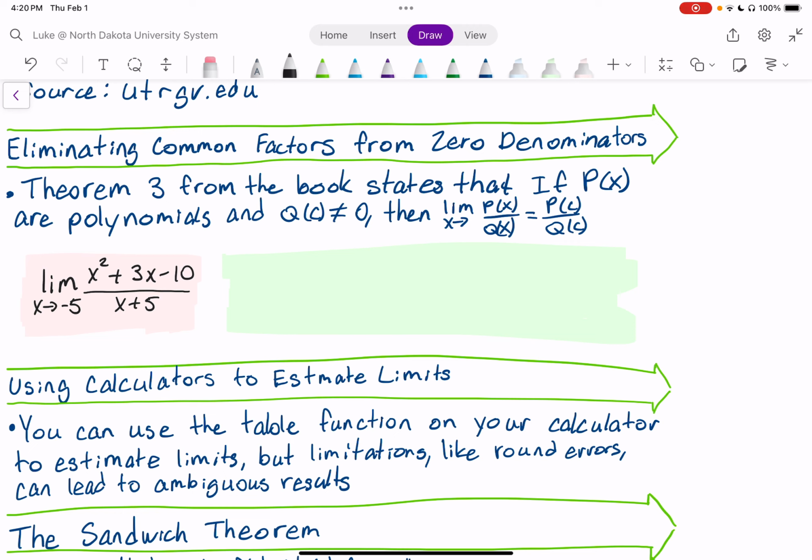So for this problem, we'll notice that the top can be factored, so that's going to factor into x minus 2, x plus 5, times x plus 5, over x plus 5. Dividing the top and the bottom by x plus 5 will result in x minus 2, and we can now sub in our values, so negative 5 minus 2 equals negative 7, and that's going to be our limit.